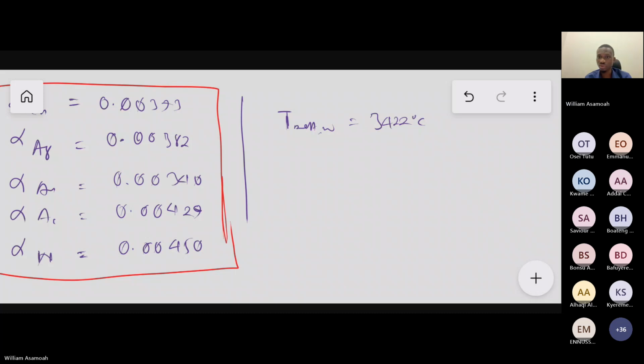Is that right? Okay, yes, Collins, your hand is still up. Do you have a question or a contribution?